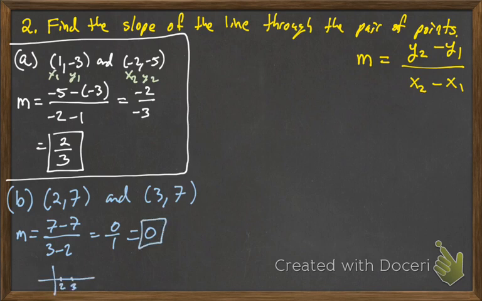If I were to do a super rough sketch, a horizontal line is going to have a slope of 0. So if your y-coordinates are the same, then it's going to be a horizontal line. Horizontal lines have a slope of 0.